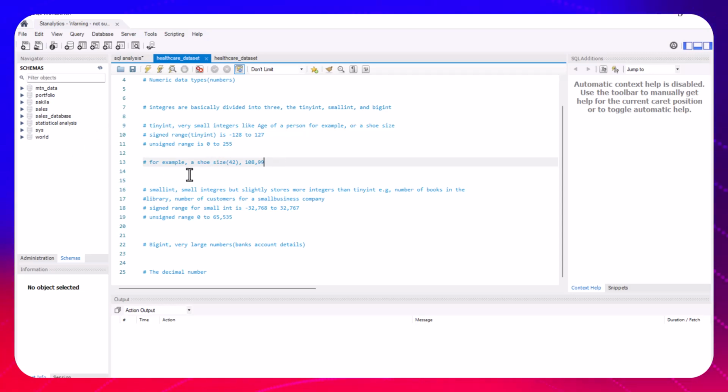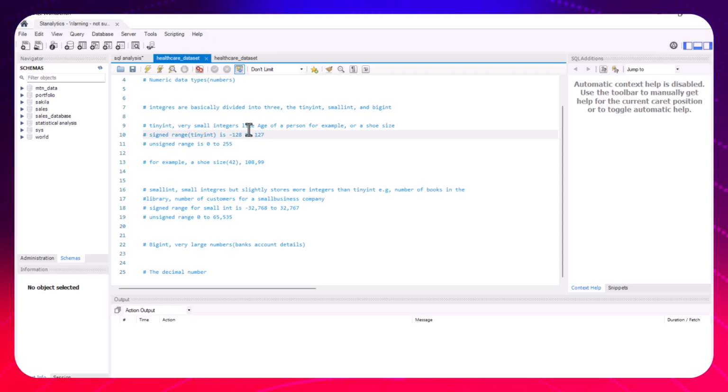Now, someone will want to ask, okay, what are the ranges? They will need to know at what point we stop using tiny integers to store our numeric data and start using a small integer. So if the data I want to store is between the range of negative 128 to positive 127, then use a tiny integer to save it. And if the data I want to store is positive, with a range of only 0 to 255, then use a tiny integer.